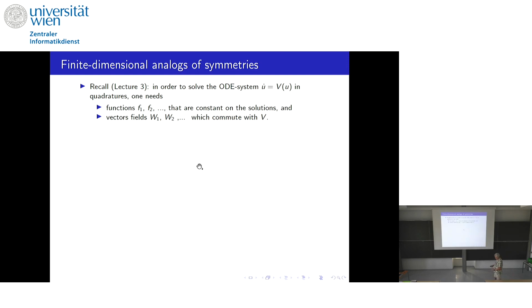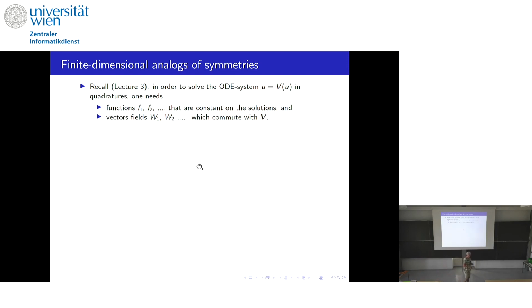So let me rather speak about geometry, and geometry of PDEs means that you construct similar objects to the finite dimensional cases known to you from the course of analysis and differential geometry. So I speak about finite dimensional symmetries, and I copy-paste a part of lecture 3, where I said that in order to solve the flow or vector field, which is called now V, in quadratures, one needs functions that are constant on solutions and vector fields which commute with V.